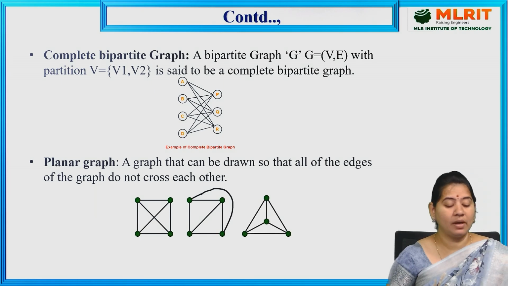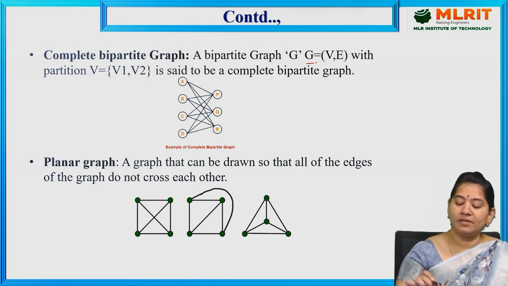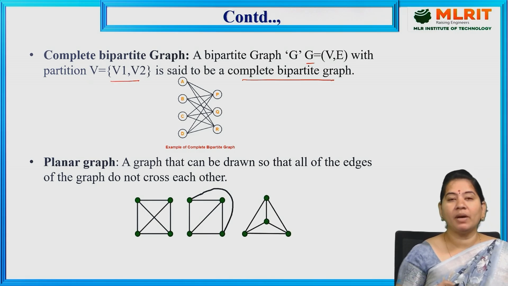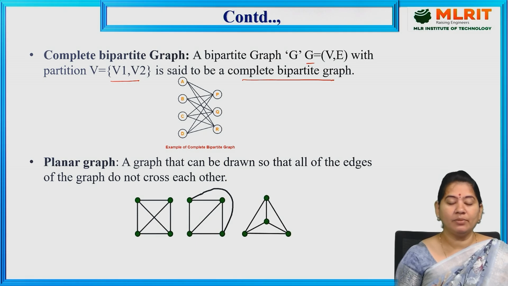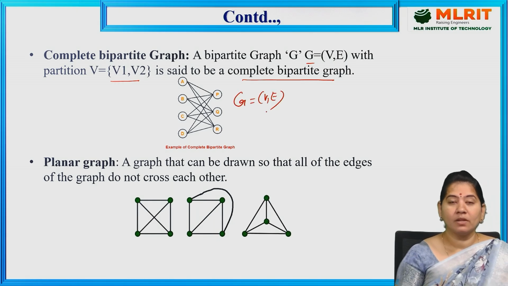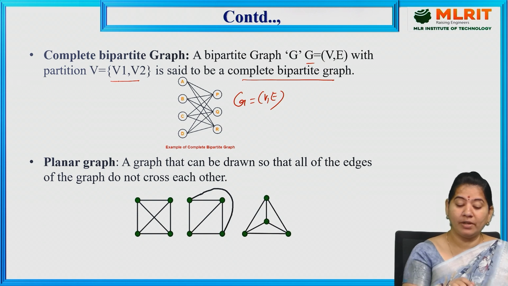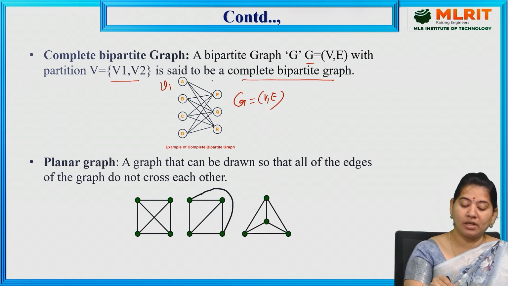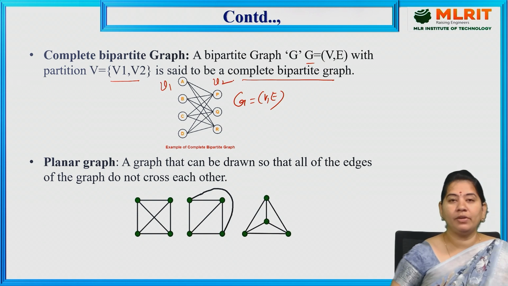Next we also have complete bipartite graph. A bipartite graph G equal to (V, E) with partition V equal to (V1, V2) is said to be complete bipartite graph. So what we are doing is, this graph G equal to (V, E) with the partition V equal to V1, V2, means I have partitioned this total graph of vertices into V1 and V2.